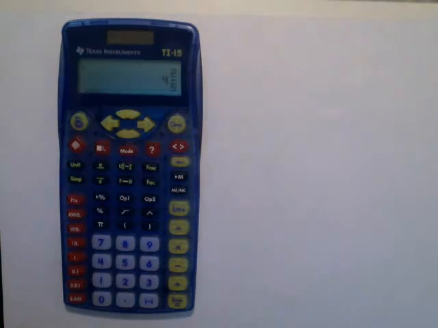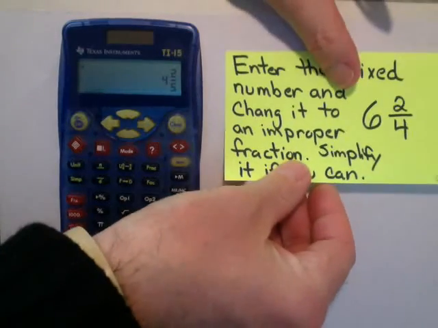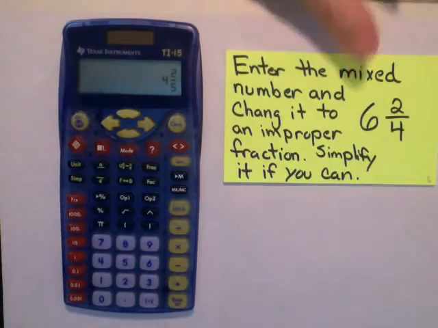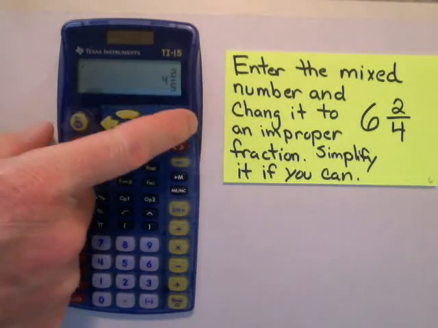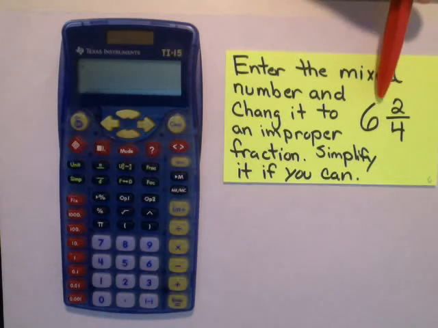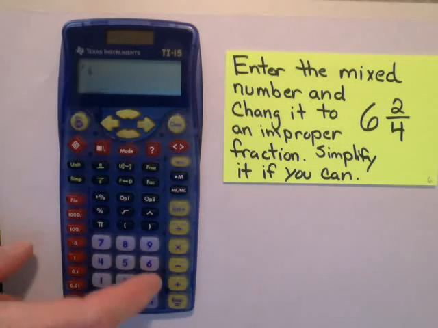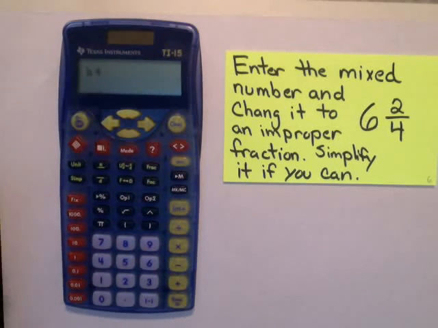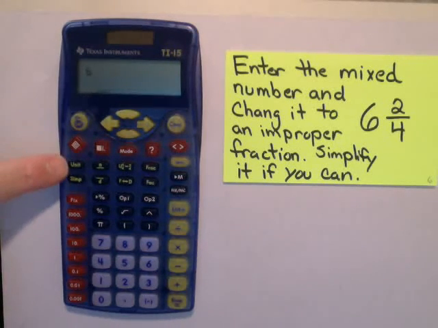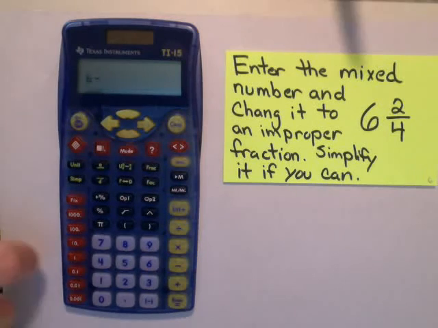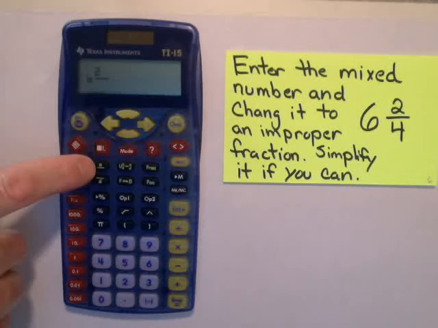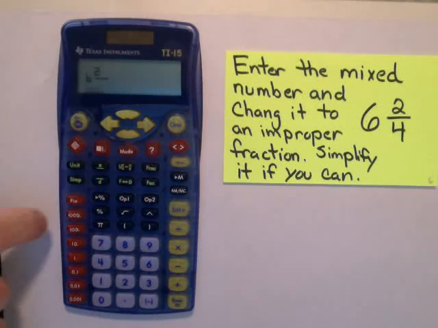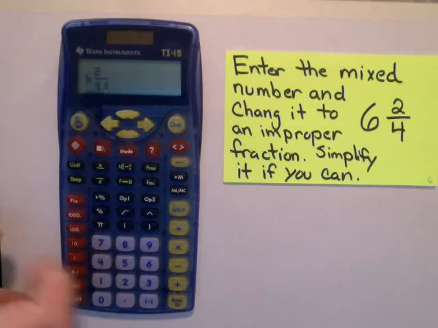Alright, now what we'd like to do, we would like to enter a mixed number and change it into an improper fraction and simplify it if we can. So let's clear our calculator, and let's enter 6 2/4. So we're going to enter 6, unit, 2 as our numerator. Tell it we are done with the numerator. Hit N key. It wants our denominator, 4.